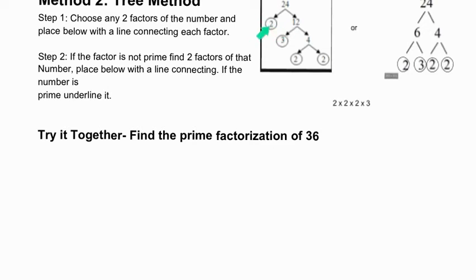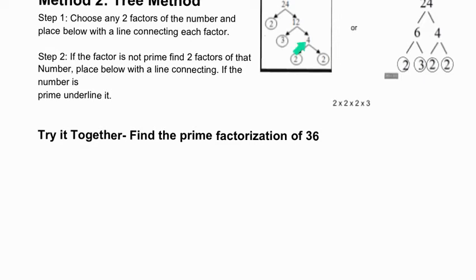When you have a number that is prime, you're going to circle it. That means that branch of the tree is done. So I go over to my 12. My 12 is not a prime number. So I could choose any 2 factors multiplied together to give me 12. In this case, we chose 3 and 4. You could have chosen 2 and 6. It doesn't matter. So the 3 here is prime, so it's circled.